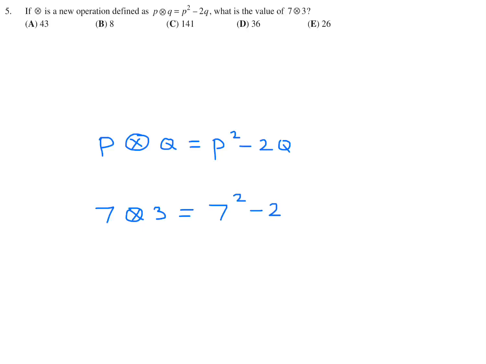If this symbol right here is a new operation defined as p symbol q is equal to p squared minus 2q, what is the value of 7 symbol 3? All right, so p symbol q equals p squared minus 2q. So they're asking you, what is 7 symbol 3? Well, you use the same formula, so it would be 7 squared minus 2 times 3. And that is, of course, 49 minus 6, which is equal to 43. And that would be choice A.